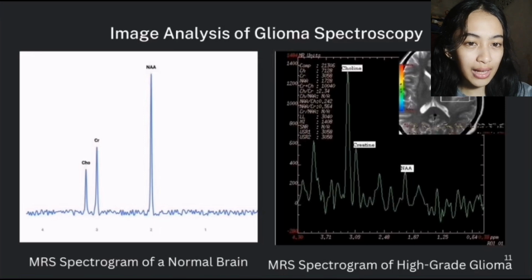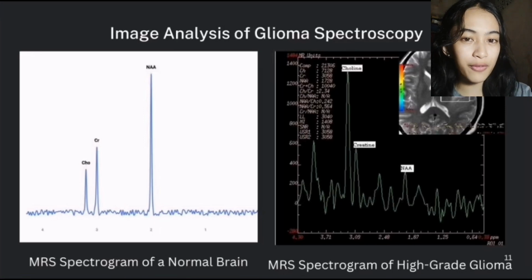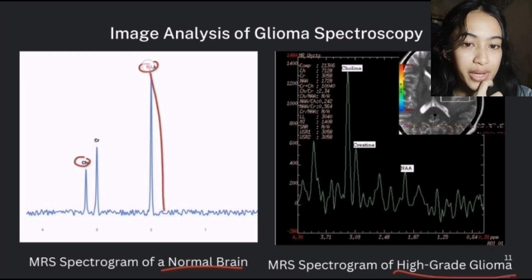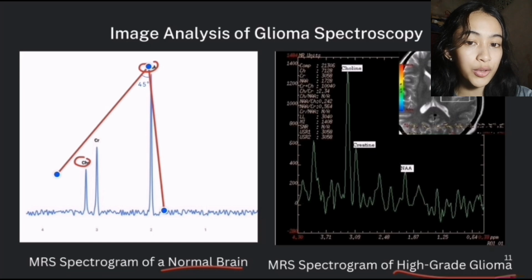So as you can see in this slide, we can compare the MR spectroscopy findings of a normal brain with those of a high-grade glioma. To your left is a healthy brain, so the NAA is at its highest peak, the choline is low, and that shows the Hunter's angle remains intact at a 45-degree angle. So that indicates normal neuronal integrity and cell turnover.